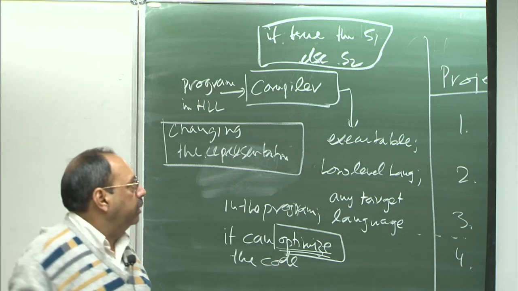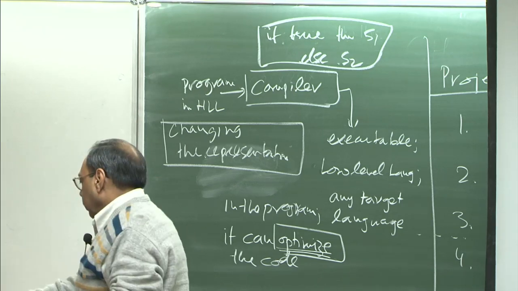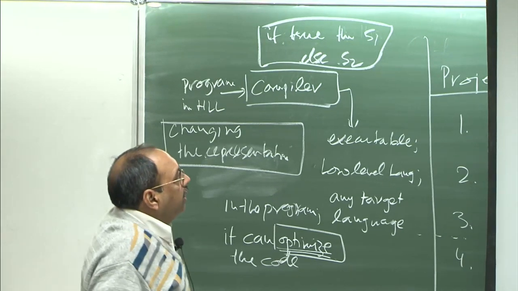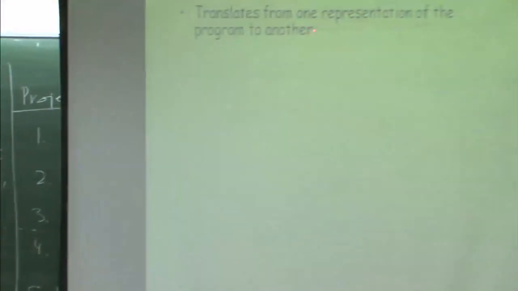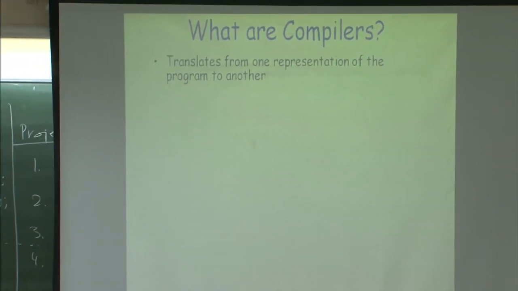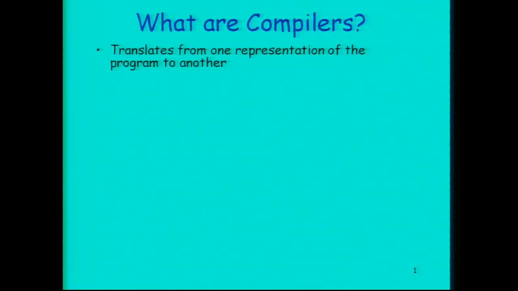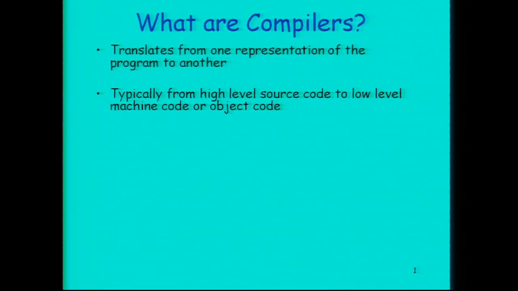So that is what you have to keep in mind, and therefore when we start talking about what a compiler is, we all the time deal with representations, and what we say is it translates one representation of the program into another representation of the code. Beyond that, we do not go deeper into it. Typically most compilers will take a high level source language and translate that into either machine code or object code, but that does not exclude the scenario where I can be translating to any higher level language.